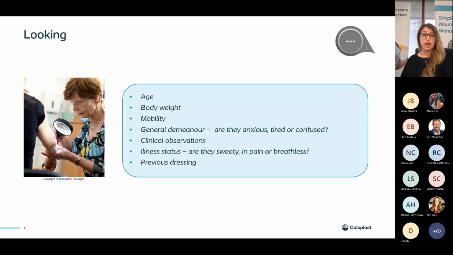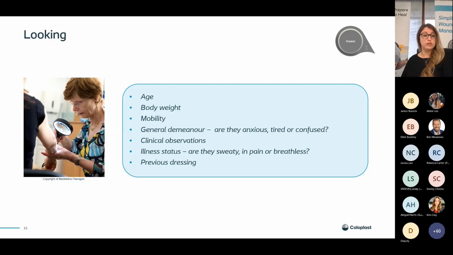Or is this patient wheelchair bound or even bed bound? And how are they being assisted to move within that? What's their general demeanour like? Are they very anxious? Are they particularly tired? Are they not sleeping? Or is there some confusion there?